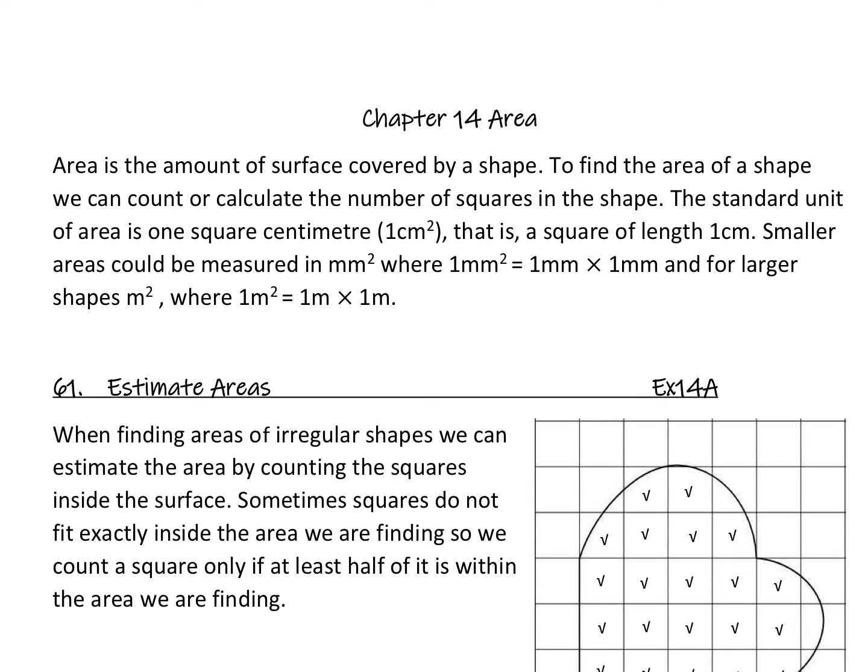Area is the amount of surface covered by a shape. To find the area of a shape, we can count or calculate the number of squares in the shape. The standard unit of area is 1 square centimetre, or 1 centimetre squared. That is a square of length 1 centimetre. Smaller areas could be measured in millimetres squared, where 1 millimetre squared is 1 millimetre by 1 millimetre, and for larger shapes, metre squared, where 1 metre squared is 1 metre by 1 metre.